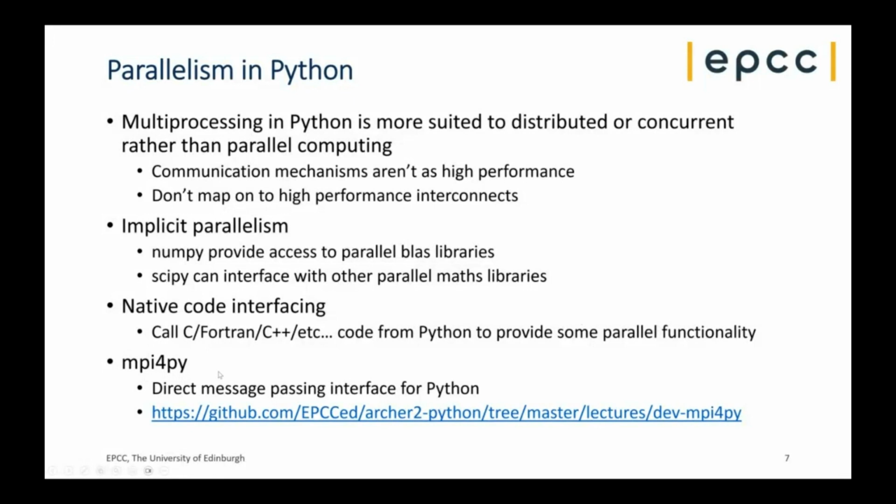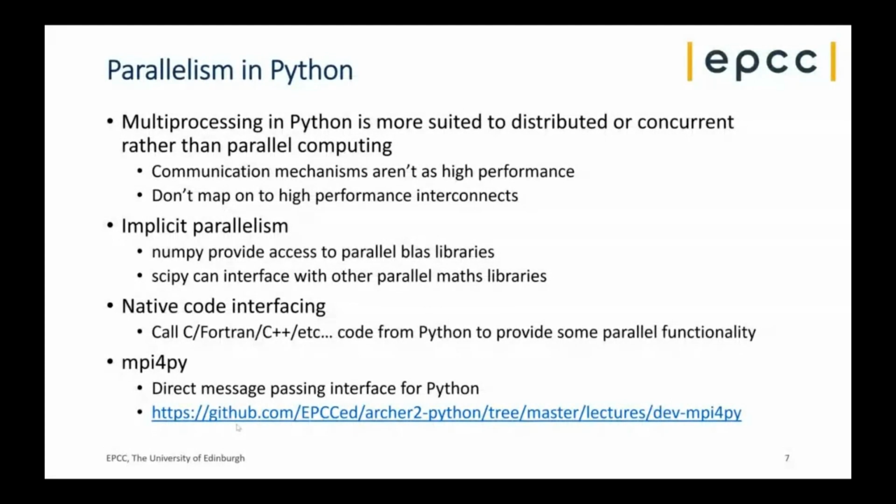And there is something called MPI for Py, which is MPI, this distributed memory parallelism functionality, but implemented inside Python. And we can run that on ARCHER2. So there's a direct interface to MPI from Python. And if that's something you're interested in doing, writing a full-scale parallel program in Python, then we have courses and lectures on that as well. So that's definitely possible.